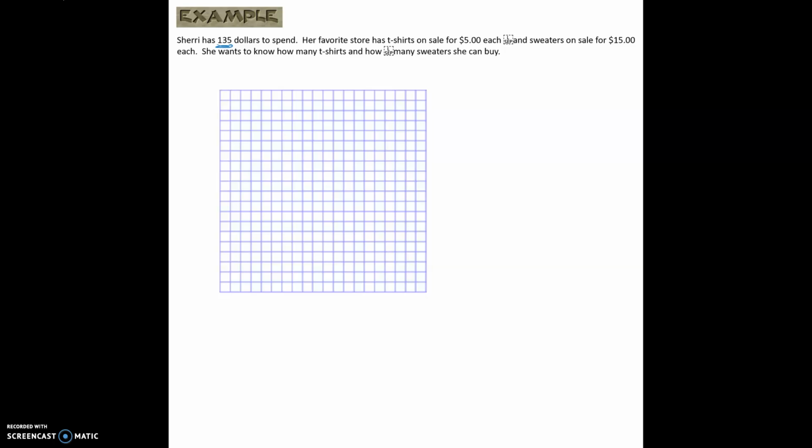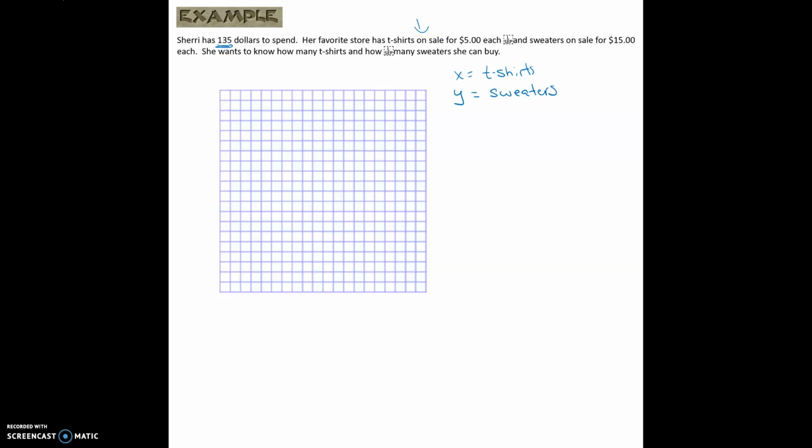So first thing I would do is label which subject or object is going to be X and which one will be Y. That's completely up to you. I'm just going to decide that X is going to represent my t-shirts and Y can represent my sweaters. Now I'm going to have to make a linear inequality to represent this word problem.